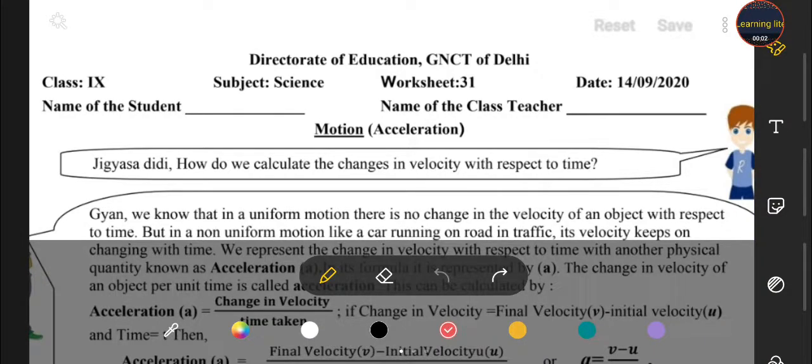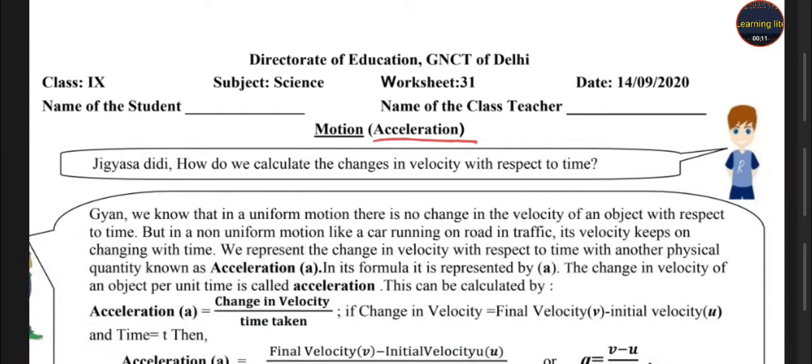Hello students, today we are here with our worksheet number 31, subject science for class 9, from your chapter Motion, and today we are here to discuss acceleration.